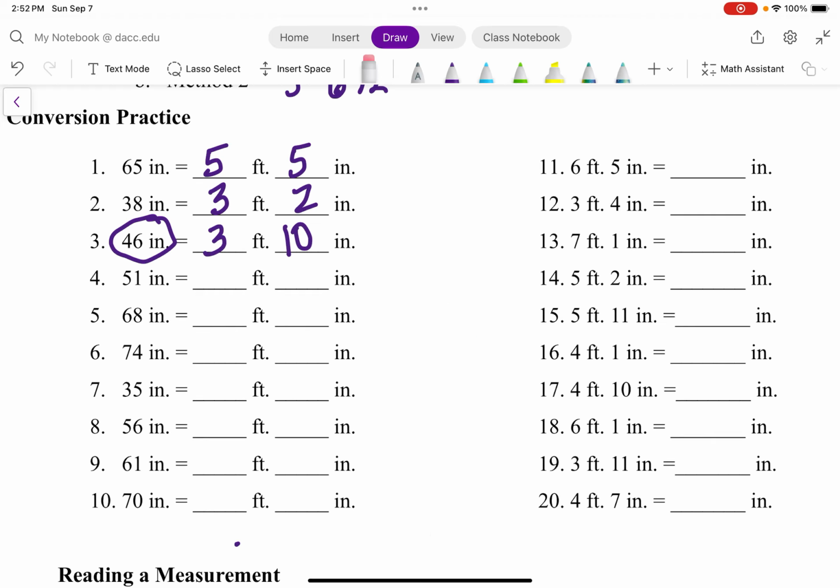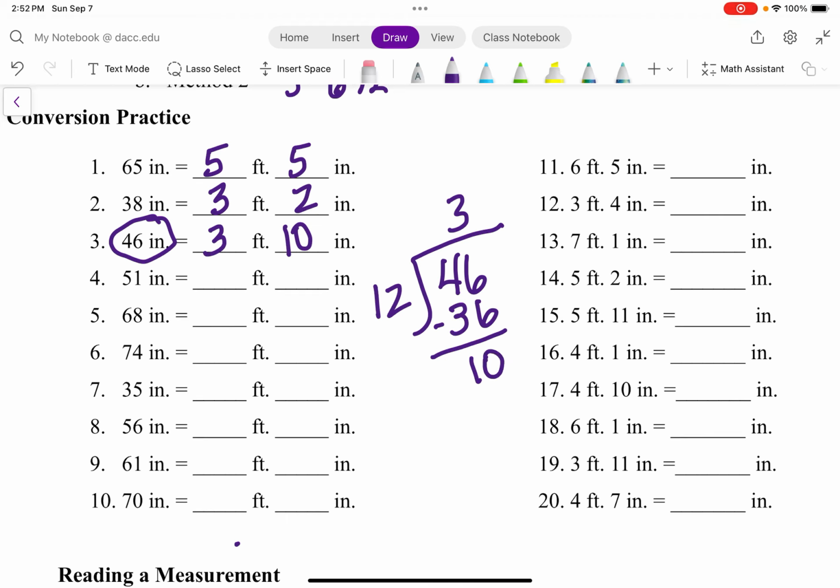Let's do it using division. So 46 inches divided by 12 inches in 1 foot. Again, inches divided by inches give you feet. We know that will go in 3 times. 3 times 2 is 6. 3 times 1 is 3. That gives us the remainder of 10. So once again, we've got the 3 feet. Then we've got the 10 inches right there.